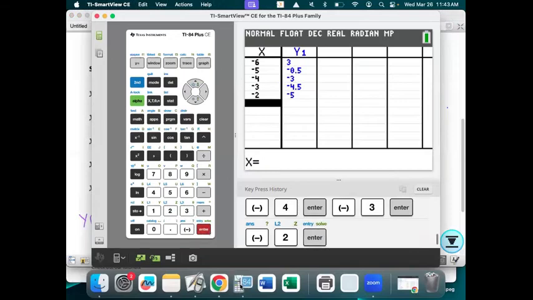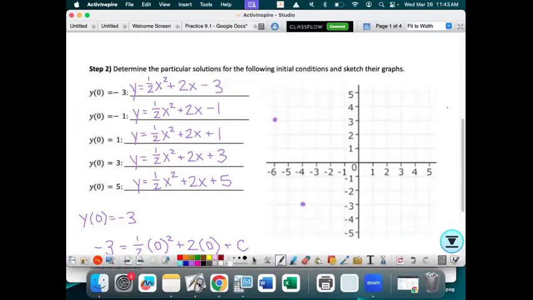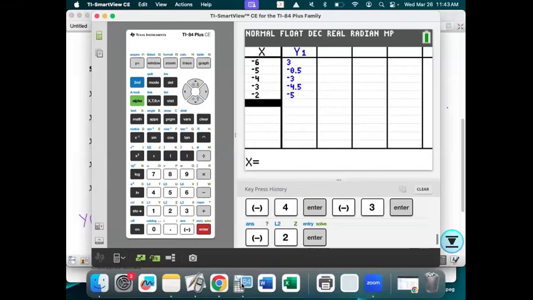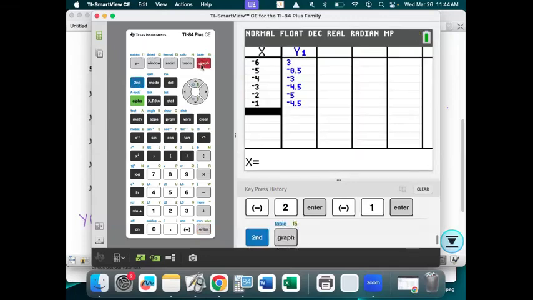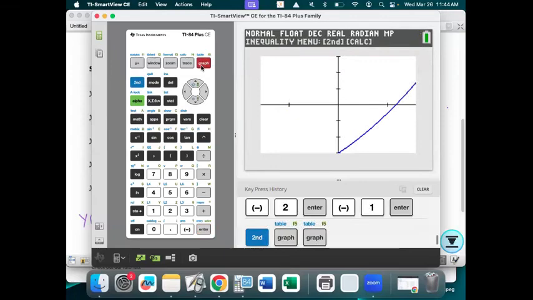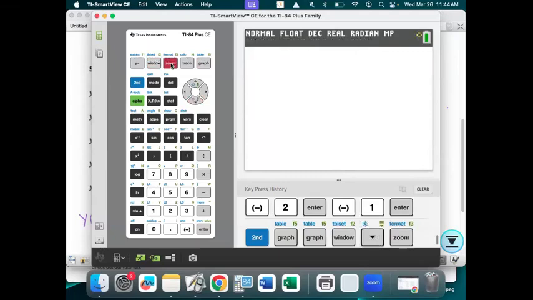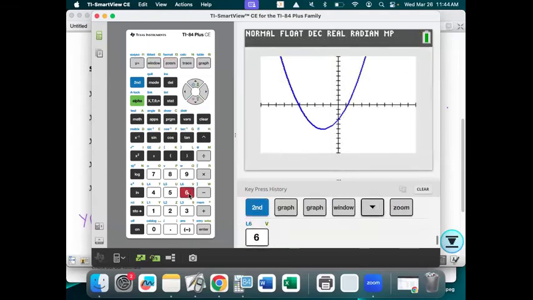-2 is -5. Ooh, okay, so I am seeing that I'm getting the same output as I did for -3, and -3 and -1 are both the same distance away from -2. So that tells me that -2, -5 is my vertex. Don't believe me? Let's take a look at the graph. Which doesn't go all the way down. We'll do zoom 6. Yeah, that's definitely -2, -5.